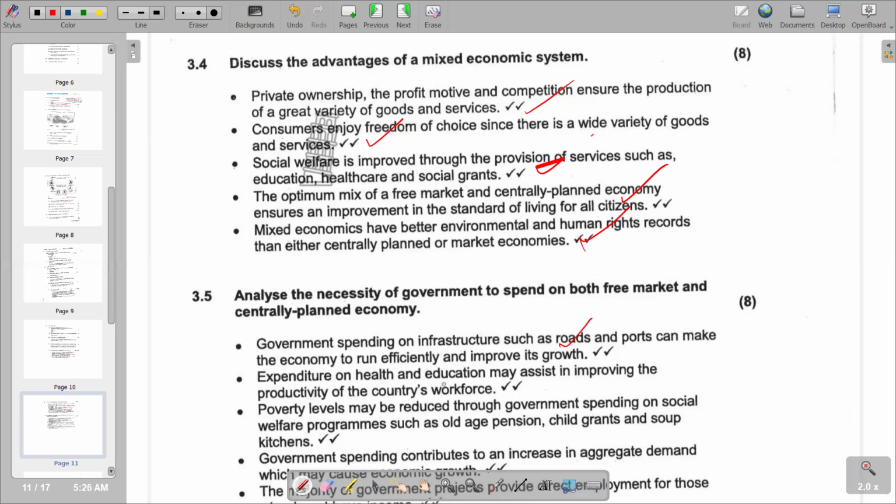The second point is saying expenditure on health and education may assist in improving the productivity of the country's workforce. Obviously, education is going to strengthen the workers' ability to produce, and also the health services are going to make them healthier, and in terms of their deliverance in the workplaces, they're going to be competent, and that's how we can try to make it clear. Then we go to the next point.